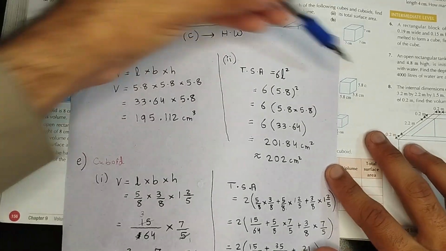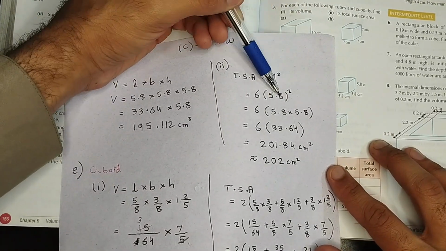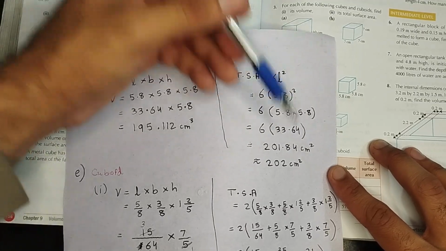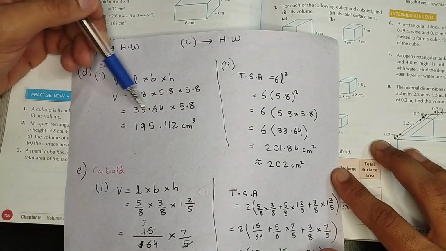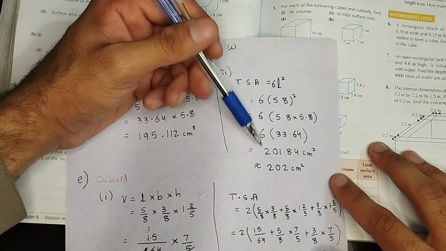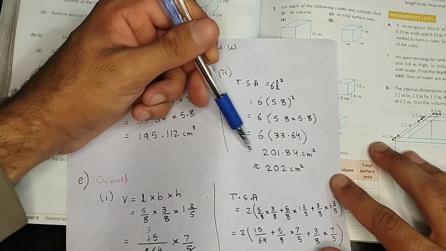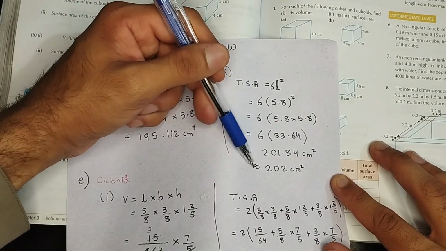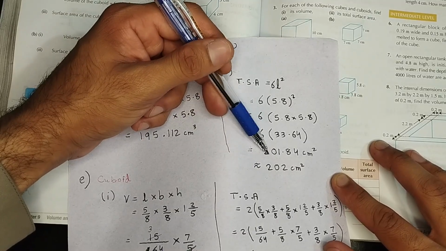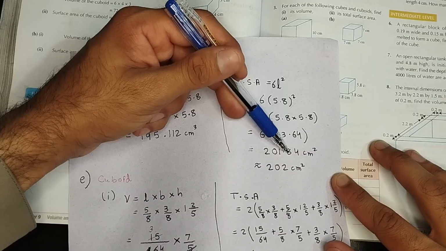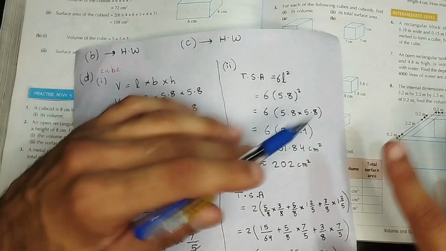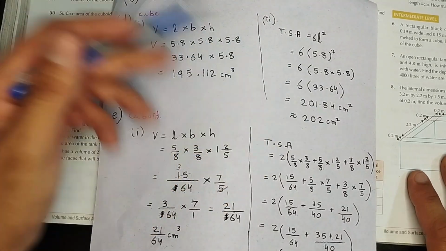So what is length? Length is 5.8. So 5.8 raised to the power of 2. 5.8 multiplied with 5.8. First, you're going to deal with this. Okay, you get this answer. We've already done this one here. So 6 multiplied with that, then you will get your total surface area. This is the exact value and this is the approximate value. Approximate means almost the same. Look, 201.84. 0.84 basically means it's 1, so 202 basically you can say. Approximate value is this, if you want to talk about it in whole numbers.